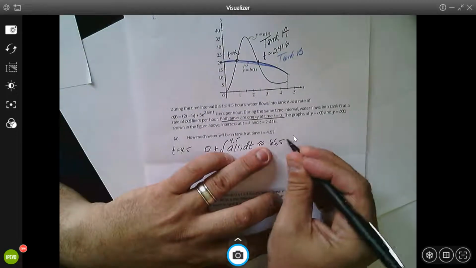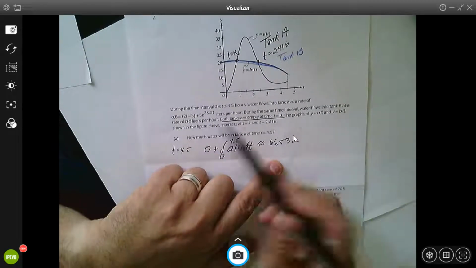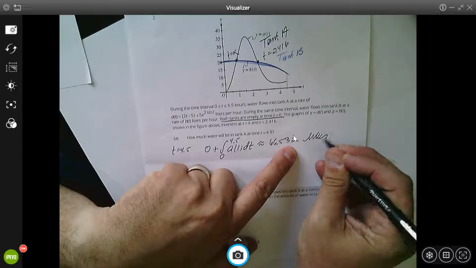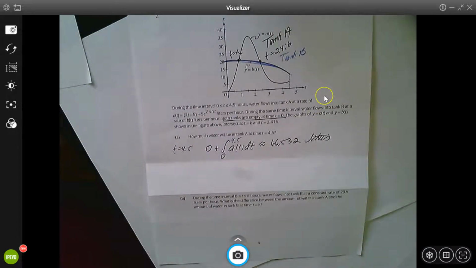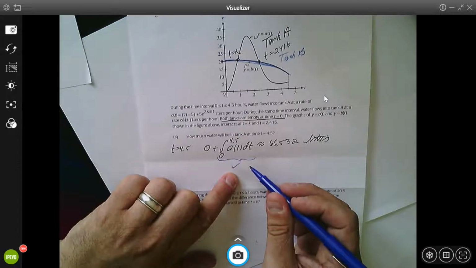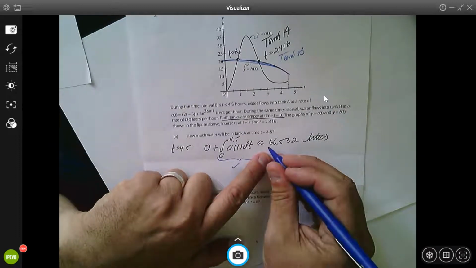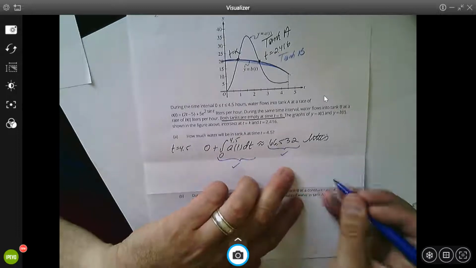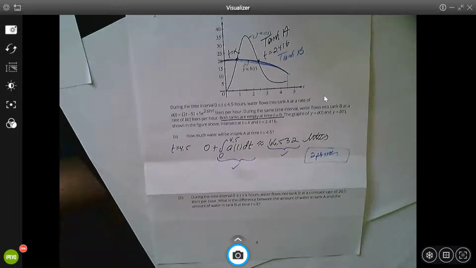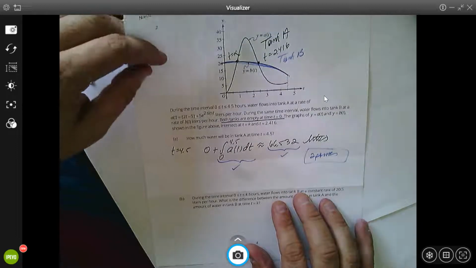So 66.532. What were the units? Liters per hour. So the 66.532 must represent units of liters. Okay. They offered 1 point for the integral, knowing to integrate from 0 to 4.5, and then 1 point for the numerical answer of 66.532, for a grand total of 2 points. Not too bad. I think that's a pretty standard, very comfortable, approachable question. Now let's look at part B.